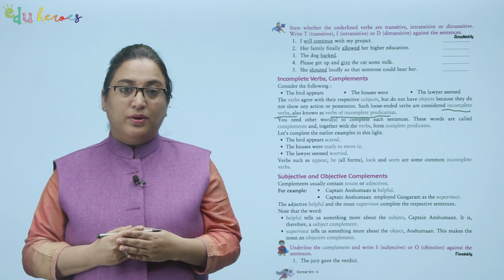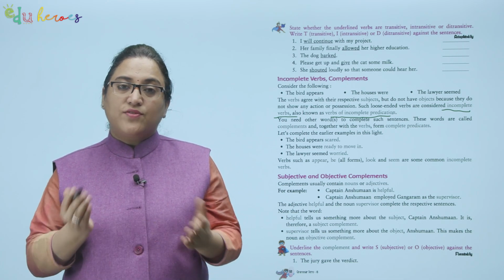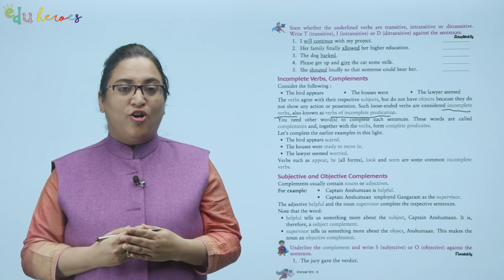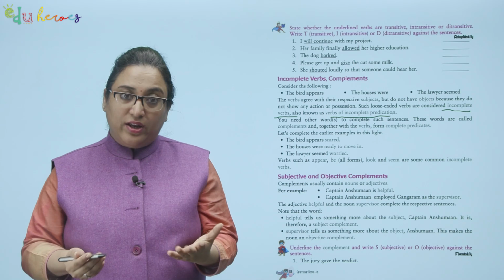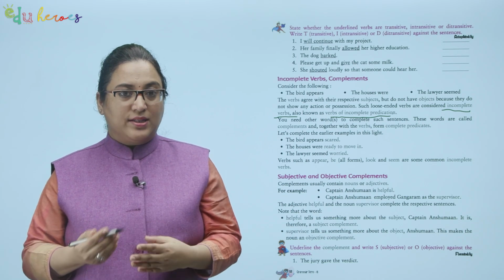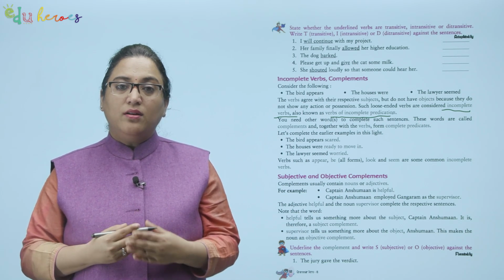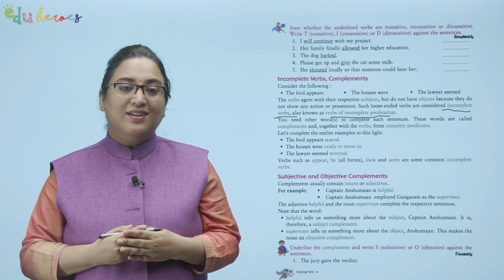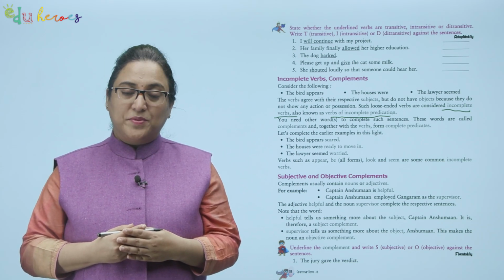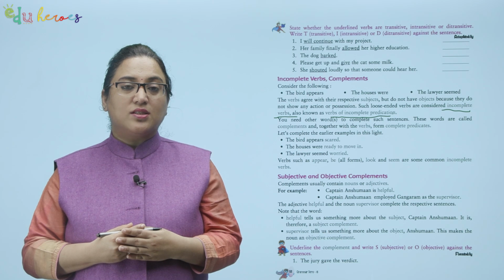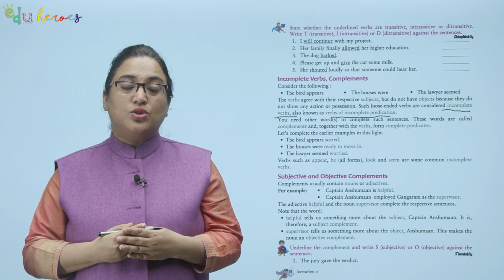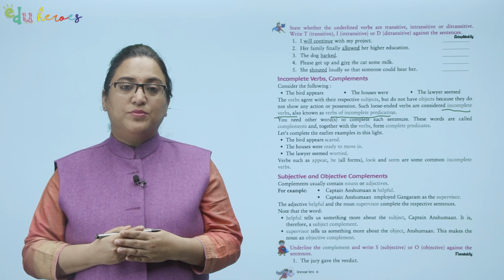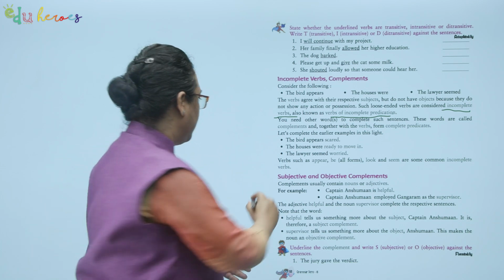Earlier we had the bird appears, but now since we've added a complement, the bird appears scared, or the houses were ready to move in. The lawyer seemed worried. So verbs such as appear, be in all forms, look and seem are some common incomplete verbs. Students, now we move on to two types of complements, subjective and objective complements.